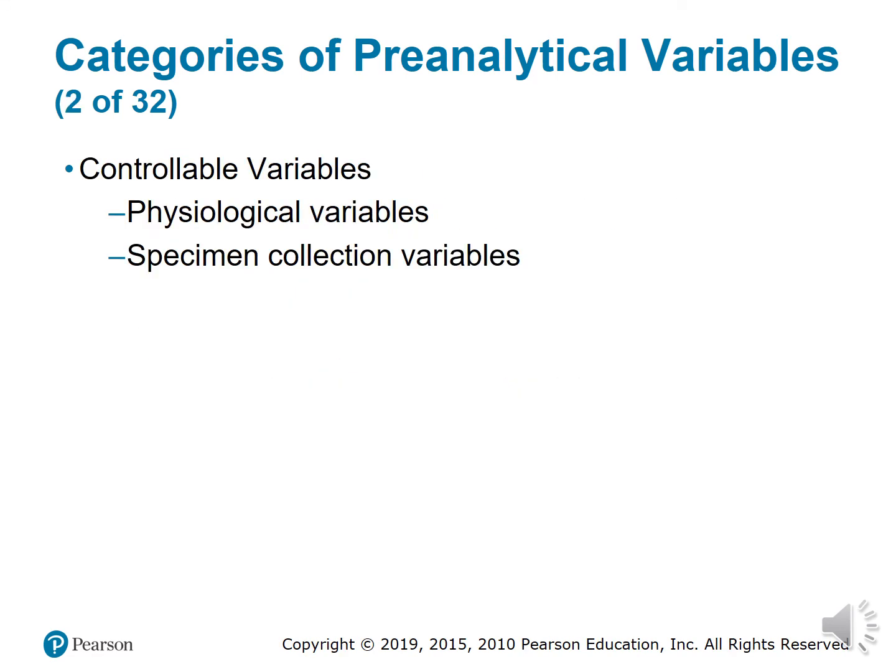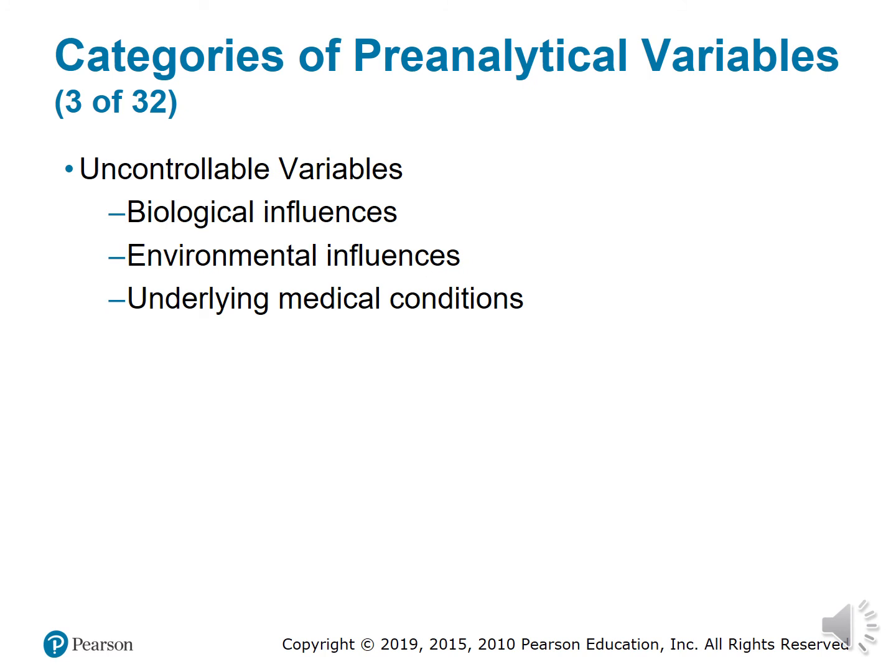Controllable variables: physiological variables, specimen collection. Again, just the same things, how things can vary across the board. Uncontrollable variables: biological interferences, environmental influence, underlying medical condition. You can't control anything for the underlying part. In a sense, they have an underlying medical condition.